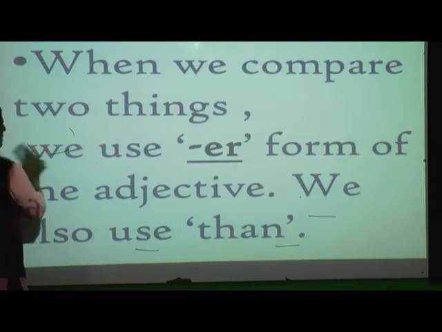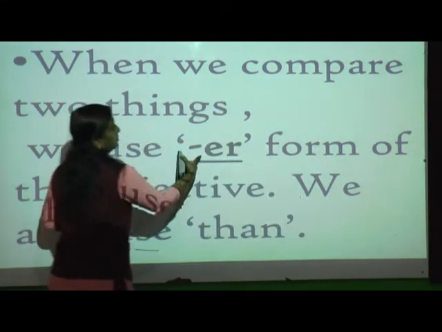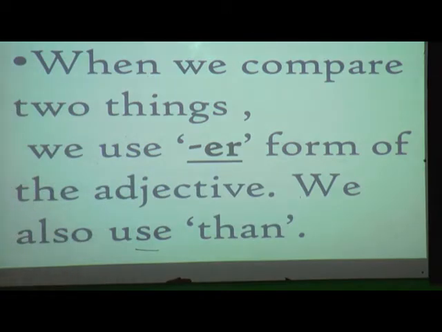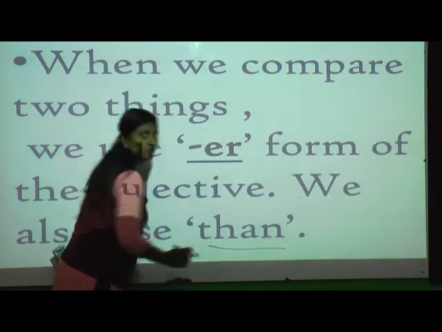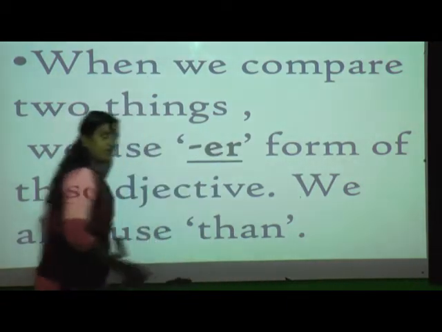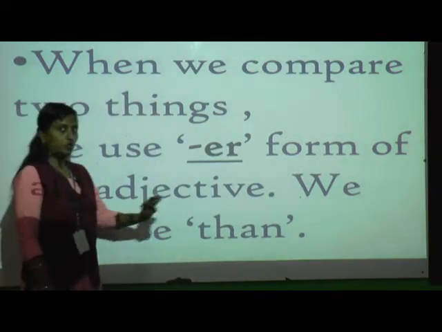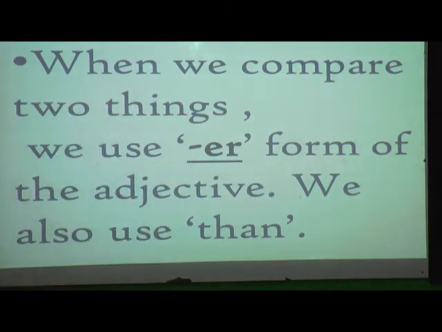So here the same thing has been written: when we compare two things or persons, what are we going to do? We use the er form of the adjective. And not only that, we also use than. Can you see over here, students? Yes, along with er we are going to use than. Understood, students, what I have taught you now? I have taught you that when we are comparing two persons or things, only one thing you have to keep in your mind: we have to add er, and then we have to add than also.